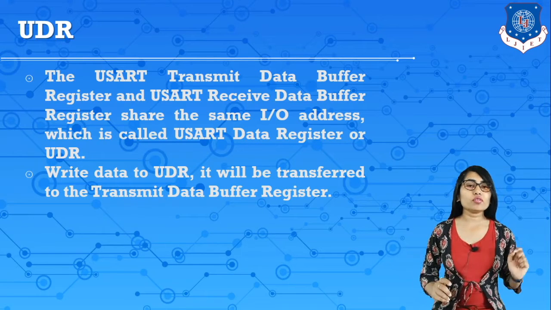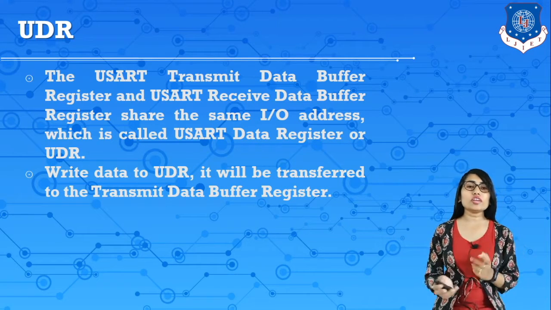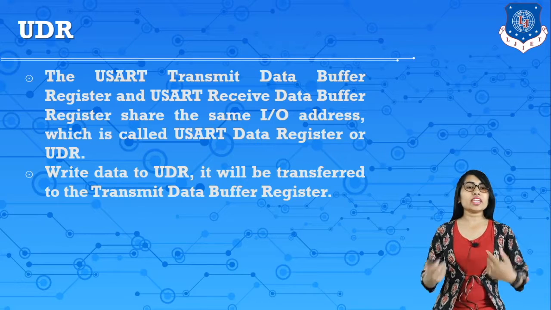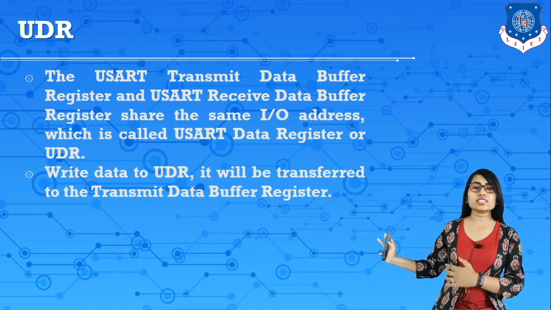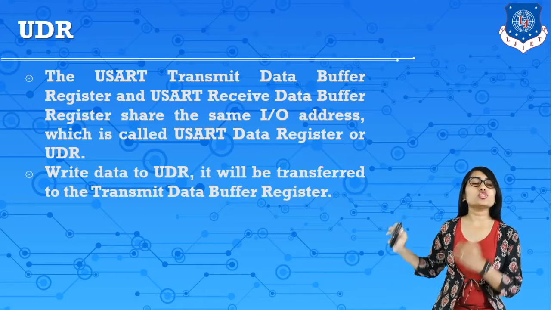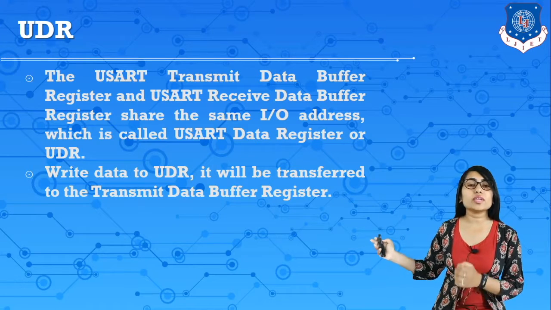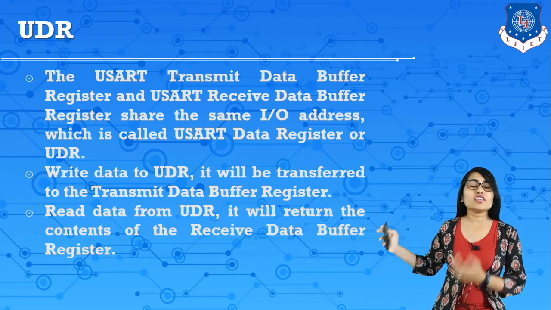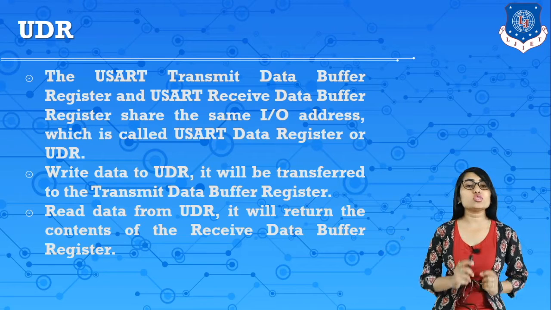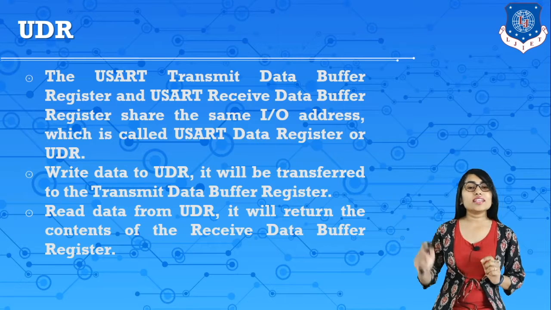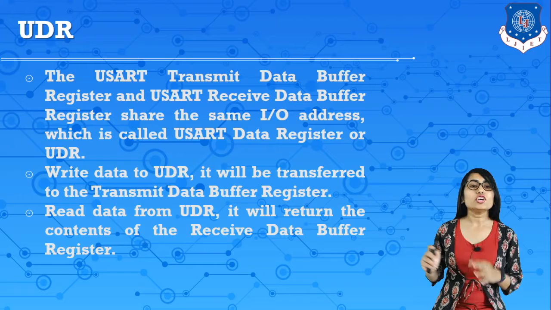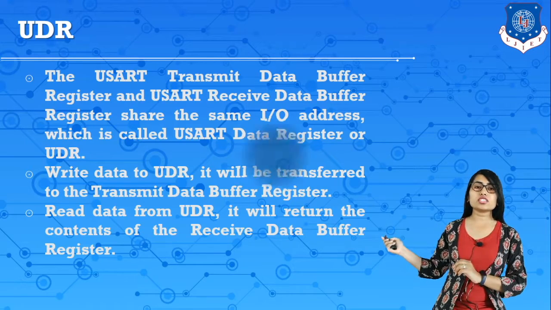Now whenever we want to send some data or retrieve some data, we use the UDR register. When we write data to UDR, it will be transferred to the transmit data buffer register, and when we read data from the UDR, it will return the content of the receive data buffer register. So this is how this UDR register works.